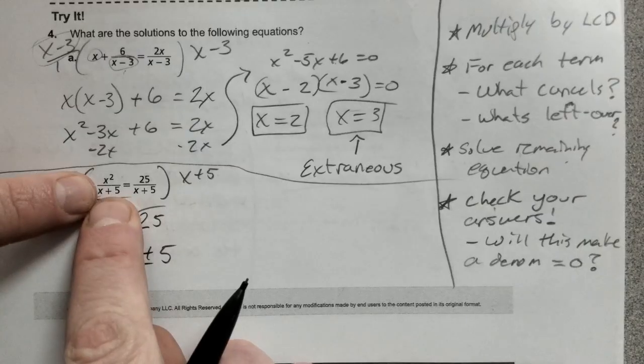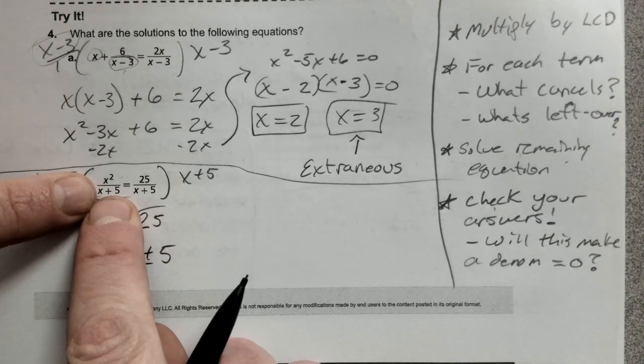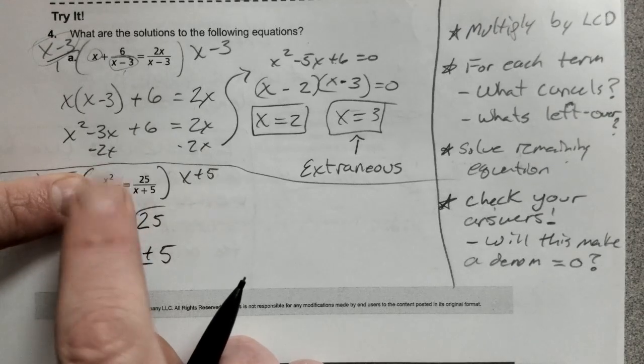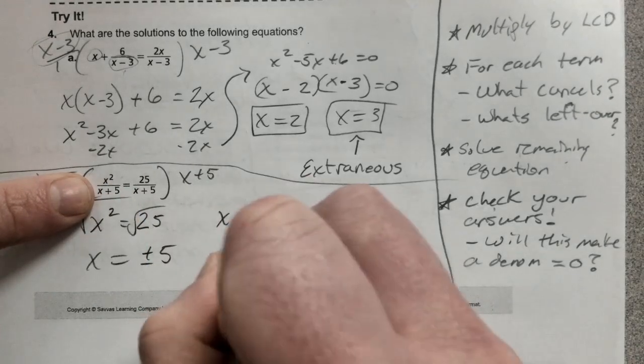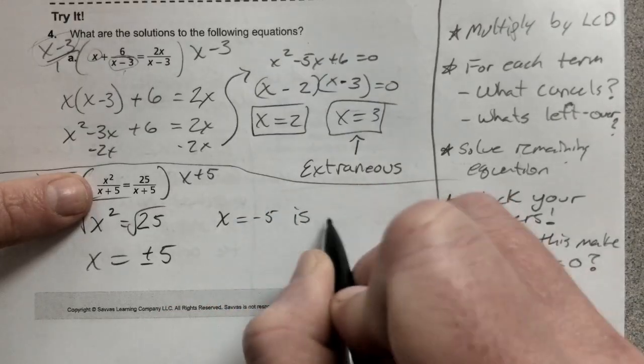If I plug in a positive 5, is the denominator 0? No. So that's good. If I plug in a negative 5, will that make the denominator 0? Yes. Negative 5 plus 5 is 0. So x equals negative 5 is extraneous.